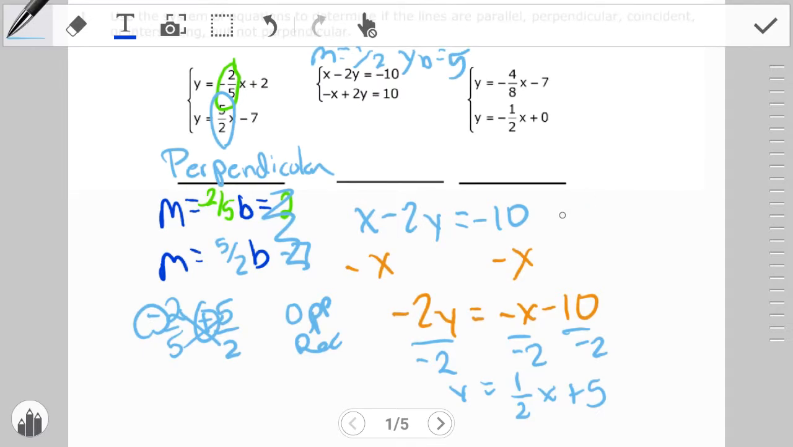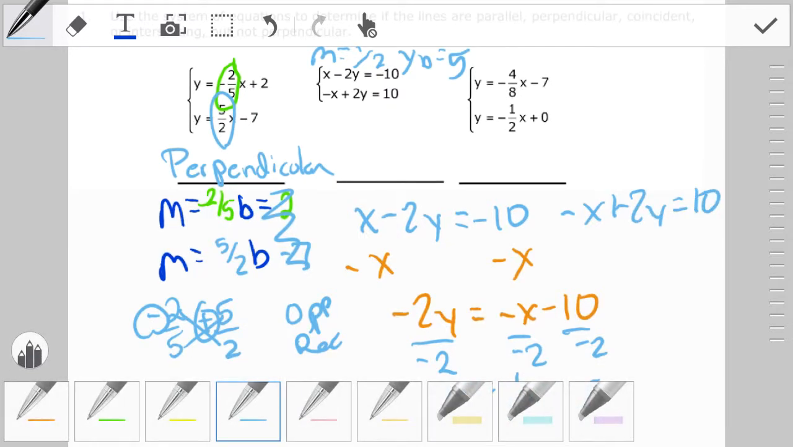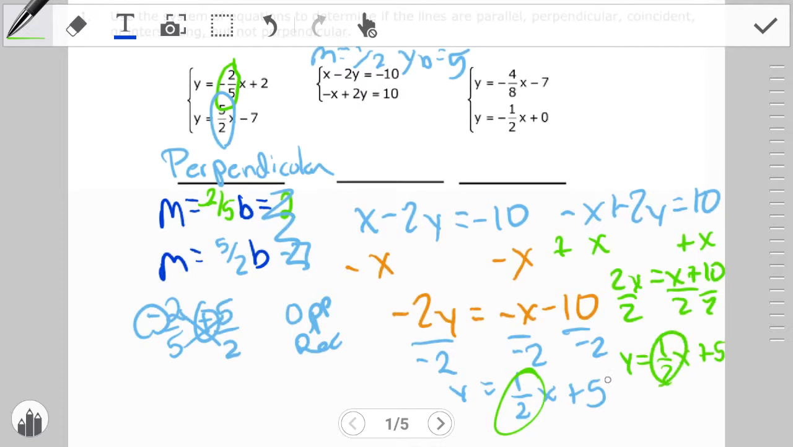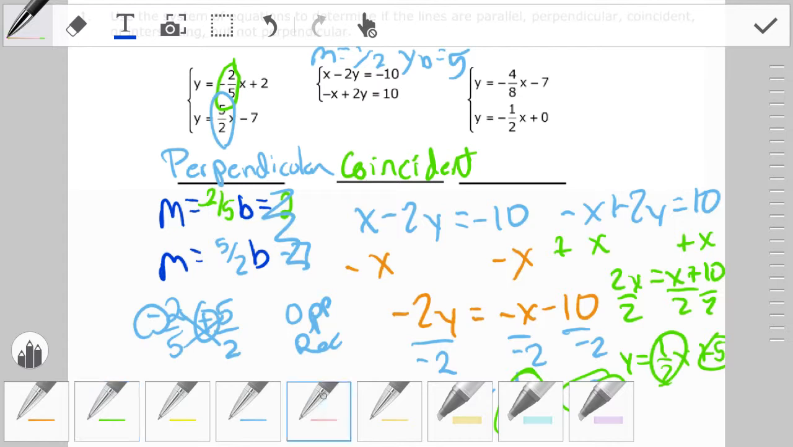Now we're going to take -x plus 2y equals 10. And we're going to solve for y. So I'm going to add x. So I get 2y equals x plus 10. Divide by 2. So y equals 1/2 x plus 5. Hey, what do we notice? Our slopes are the same. Y-intercepts the same. That is the definition of coincident. You have to memorize the definitions. No other way around it.